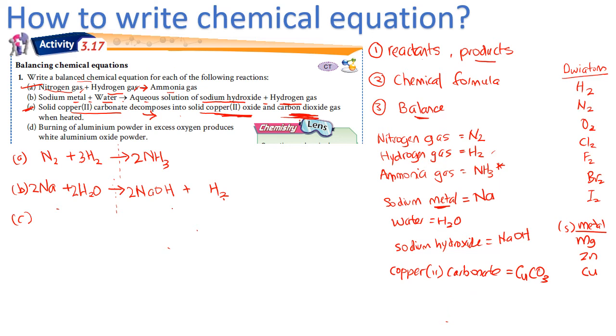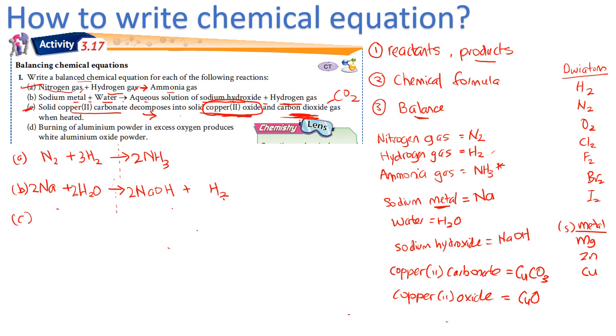How about the product? The product is copper 2 oxide. So what is the formula? Copper 2 is Cu2+, oxide is O2 minus. The ratio is 2 to 2, then you can simplify it to 1 to 1. So the formula is CuO. And then another product is carbon dioxide. Carbon dioxide, I think everybody knows it is CO2.